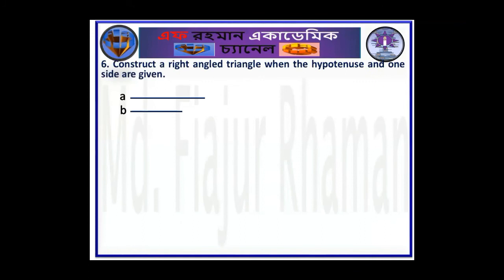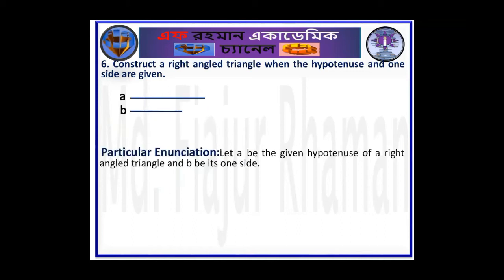Construction 6. Construct a right angle triangle where the hypotenuse and one side are given. That's why we have drawn the hypotenuse a and one side b. With these, we have to write the enunciation. Let a be the given hypotenuse of a right angle triangle and b be its one side. We have to construct the triangle. And then the steps of construction.